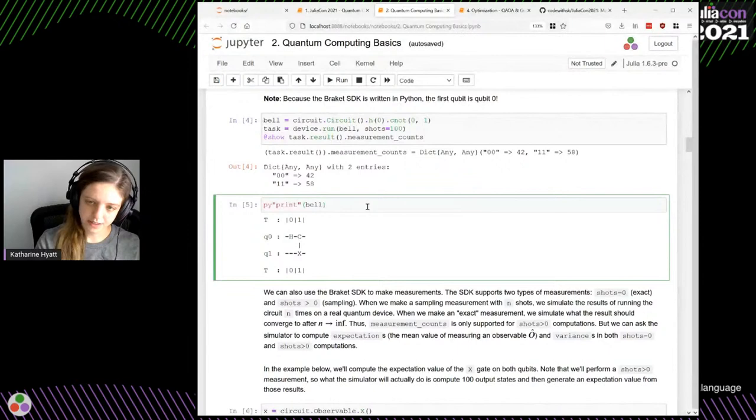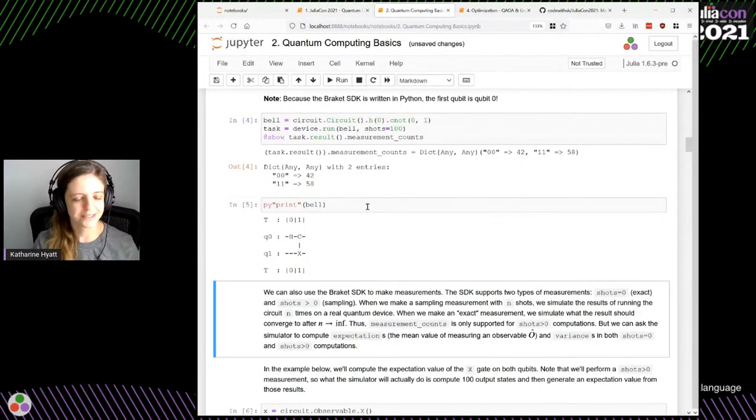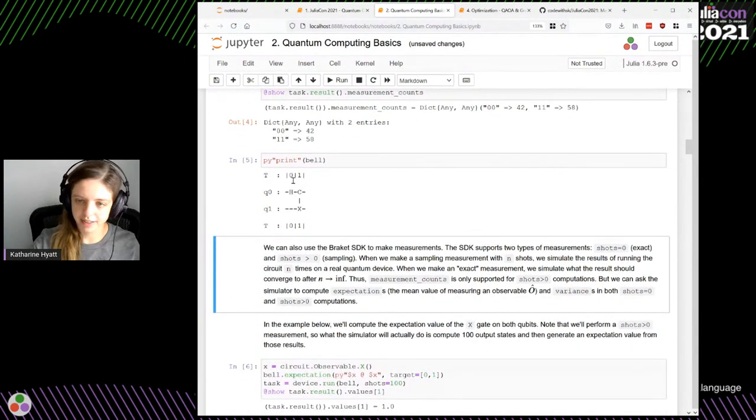The Braket SDK also allows us to print our circuit. This is why we overrode the stdout for Python. If we print the circuit, we can see that I have two qubits here, Q0 and Q1. I've applied the Hadamard to the first qubit, and then CX or CNOT to both qubits. These numbers up here show you the circuit depth, so how many layers of gates have we applied in this circuit? The ability to print your circuits is pretty nice if you want to understand what it is you actually created. Or if you're like me and you constantly make off-by-one errors, it's a very nice way to check your work and make sure that you actually created the circuit that you would like to create.